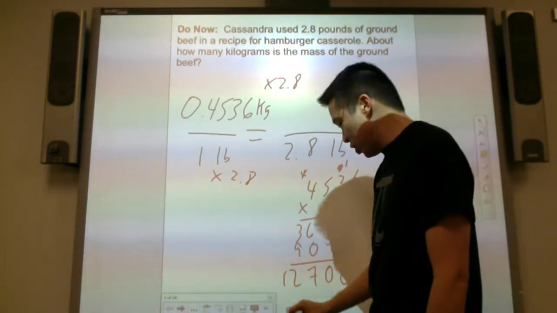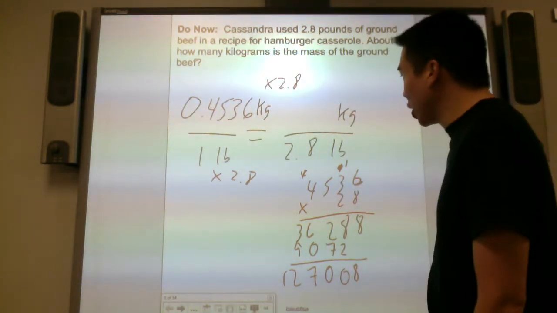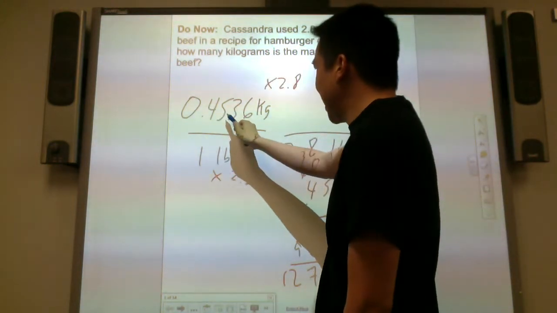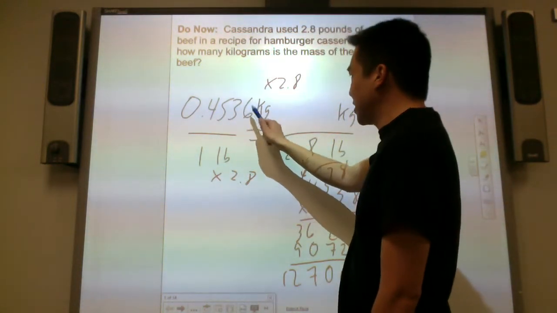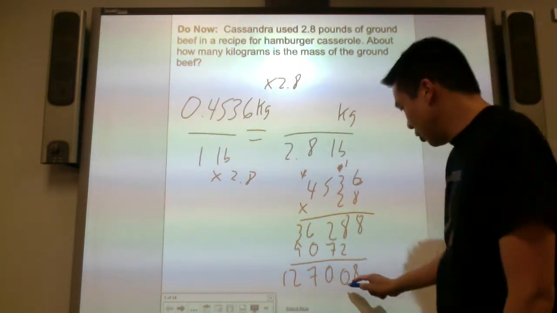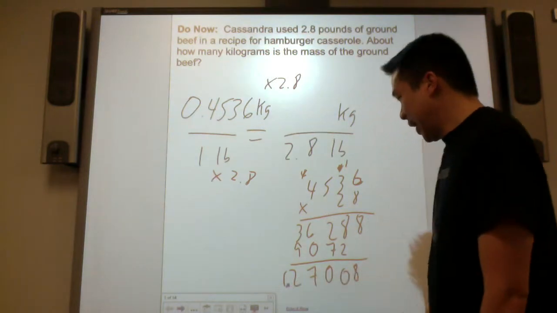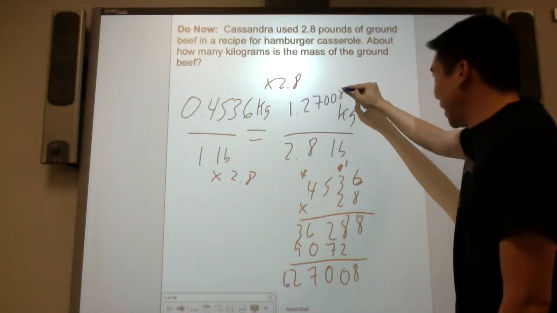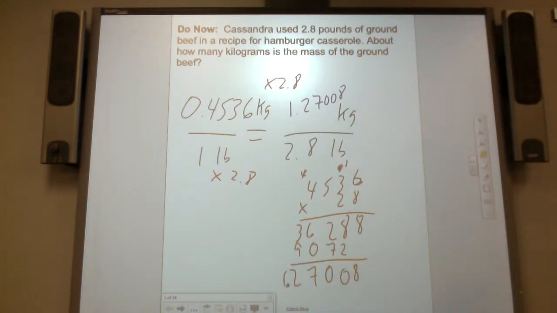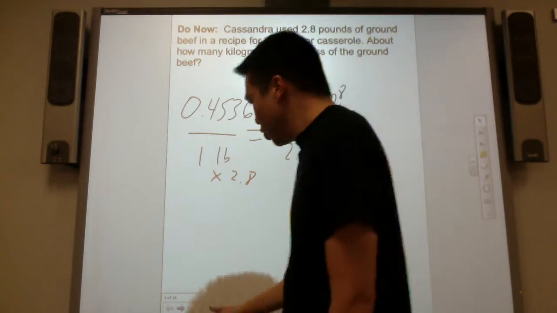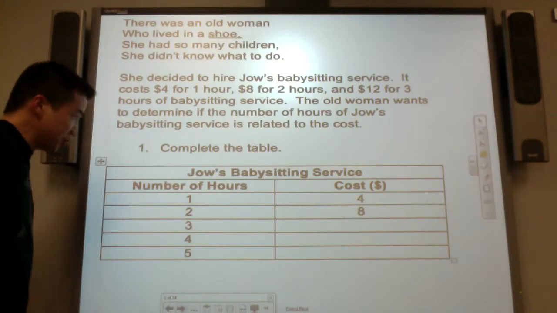Ugh, so many digits. But where does the decimal point go? It goes 1, 2, 3, 4, 5: tenths place, hundredths place, thousandths, ten-thousandths, the 100,000th place, or just 5 digits. So the answer will be 1.27008 kilograms for every 2 and 8/10 pounds. So let's go look at constant rate of change.